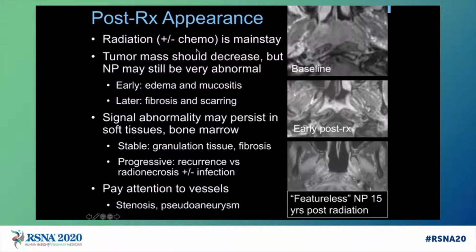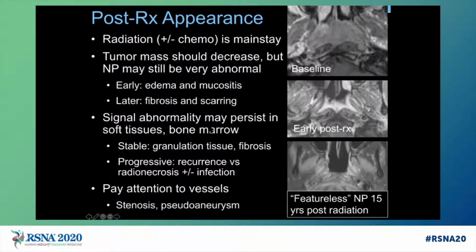They may also get chemo, and following this, the tumor mass should decrease, but the nasopharynx may still be very abnormal, early on with edema and mucositis, later with fibrosis and scarring. At baseline, here's a patient with a bulky nasopharyngeal tumor. Early post-radiation, we have this fairly symmetrical, bright enhancement consistent with mucositis. And 15 years later, we have the so-called featureless appearance with effacement of the eustachian tube orifice and torus tubarius. And that is characteristic of late-stage post-radiated nasopharynx.